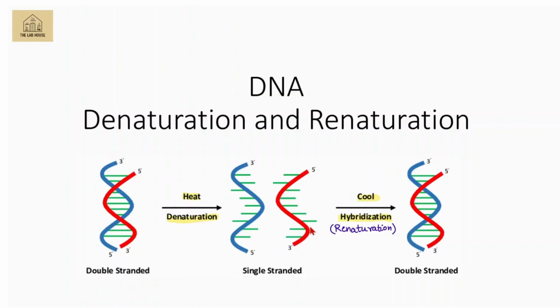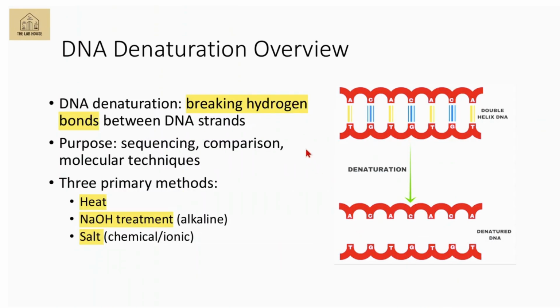Now let's discuss DNA denaturation first. As you can see, on heating, the double-stranded DNA is converted into two single strands. This is known as denaturation, breaking the hydrogen bonds of DNA. And on cooling, the single strands will rejoin again to form the double strand. This is called renaturation or hybridization. So DNA denaturation is basically the breaking of hydrogen bonds.